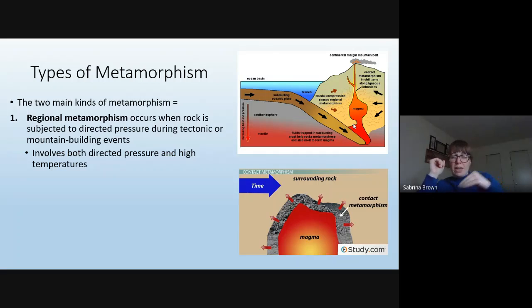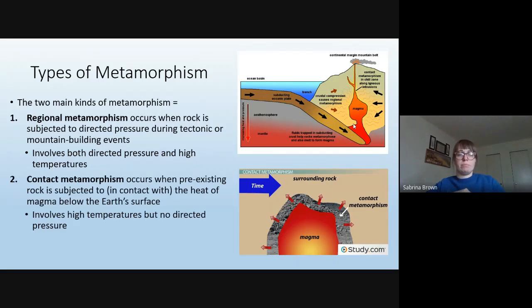But before we get that far down into Earth where we reach melting temperature, we have a place where we have high temperature and directed pressure. So with regional metamorphism, we have both directed pressure and high temperatures. The second type of metamorphism is contact metamorphism.